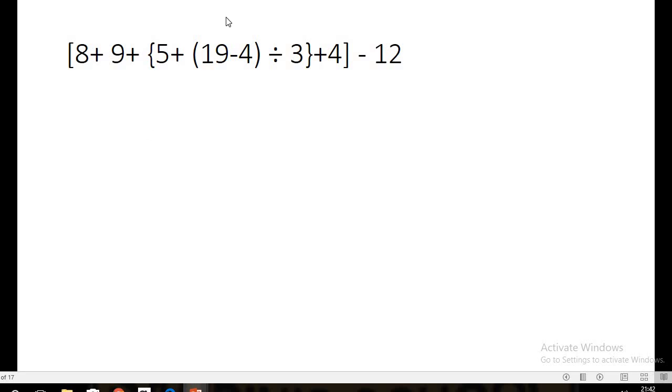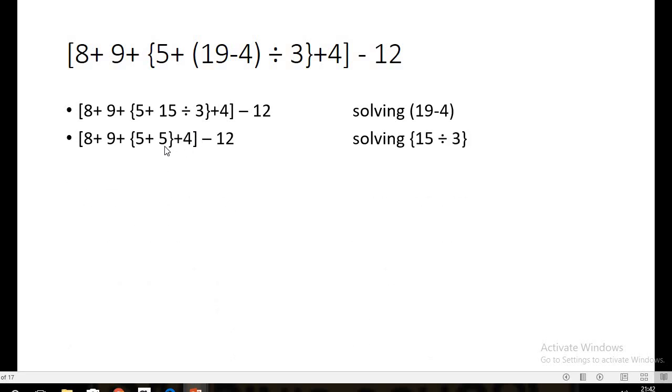Again we have brackets and multiple operations. What we have to do is first solve the innermost bracket. So 19 minus 4 is solved first. It gives us 15. Now the curly bracket is the innermost bracket, and in it the division operation will be applied first. So 15 divided by 3 gives us 5. Now the curly bracket has 5 plus 5. We will solve it first. So we add 5 and 5, which gives us 10. The curly bracket vanishes now.